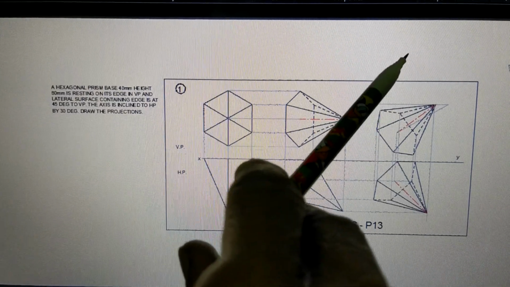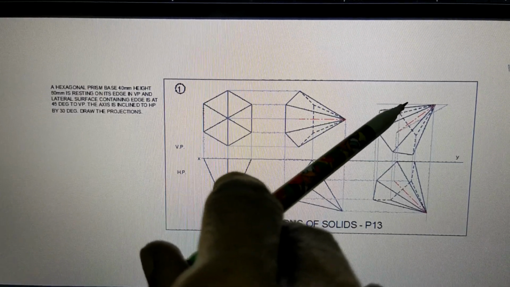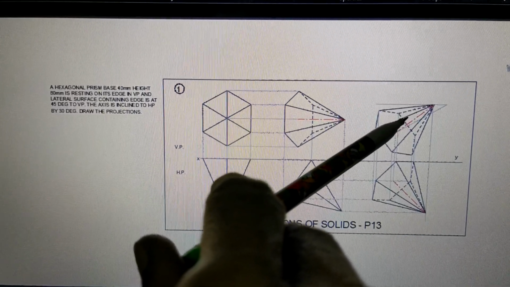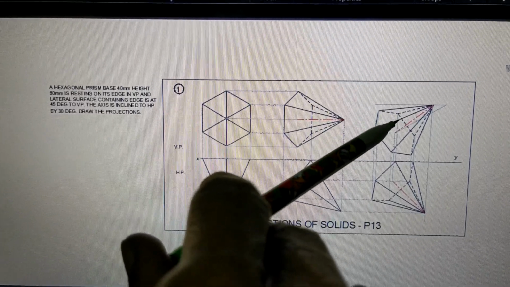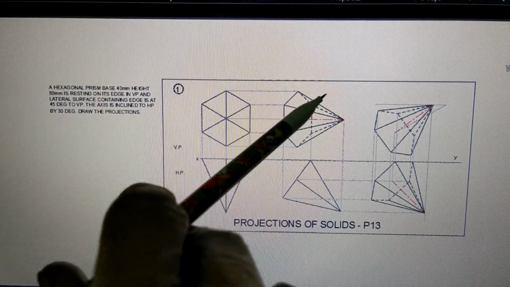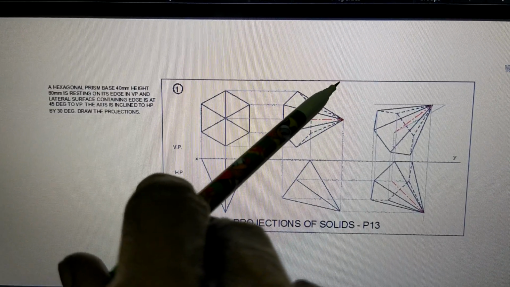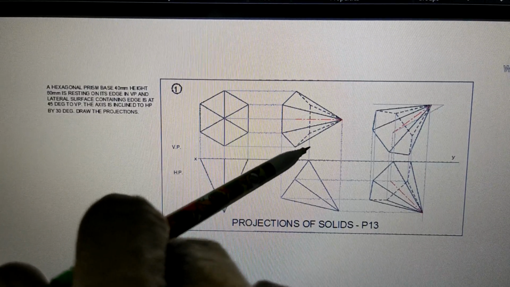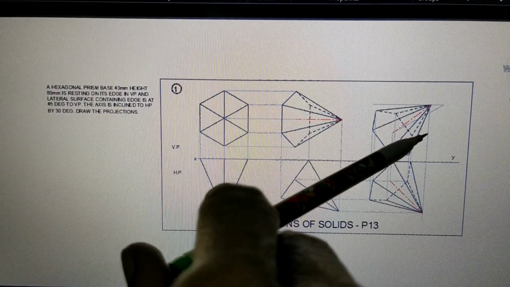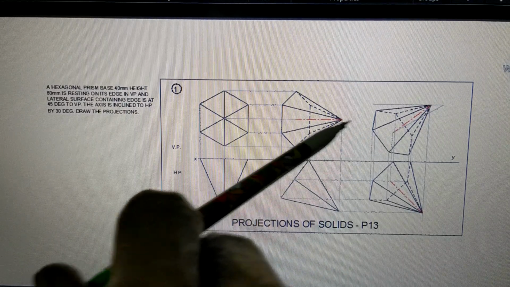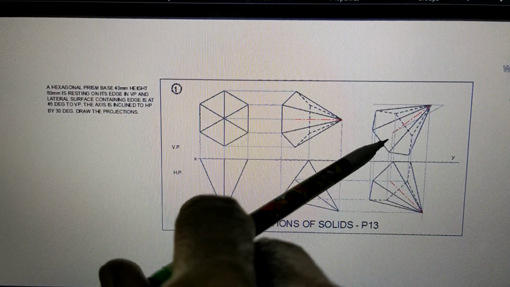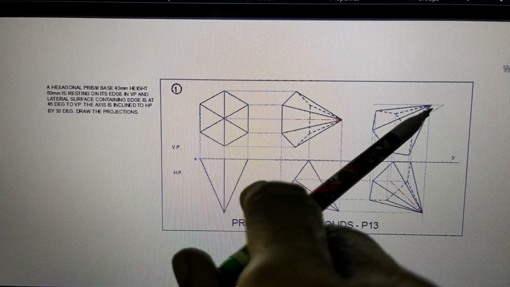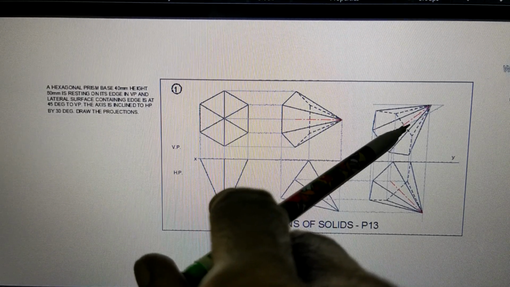Now what you have to do is look at this figure from top and draw the top view. Remember, this is a front view. This solid is resting in the VP on this edge AB. Same thing, this solid is resting in the VP by the edge AB. Only thing is, here the AB edge is vertical, and now the axis is inclined as per the given angle of 30 degrees.